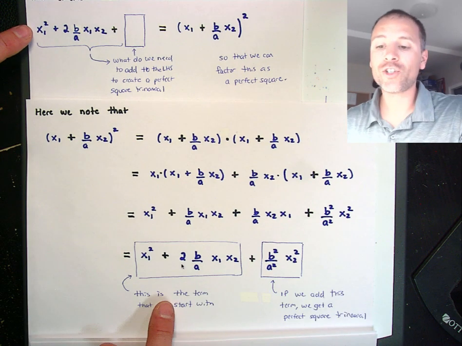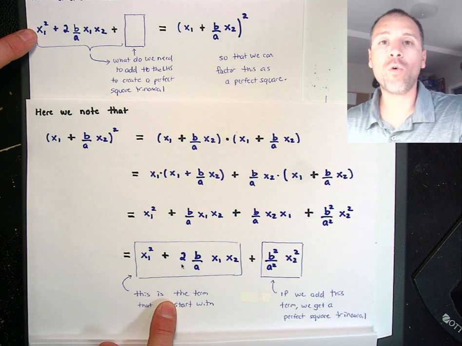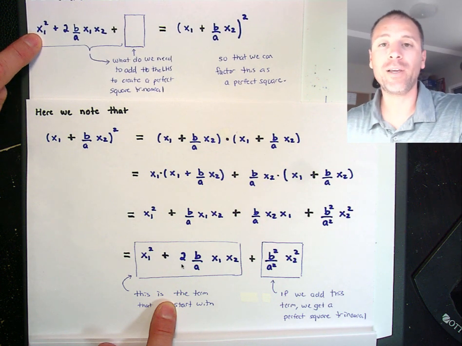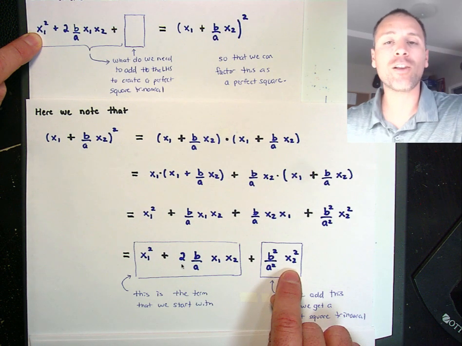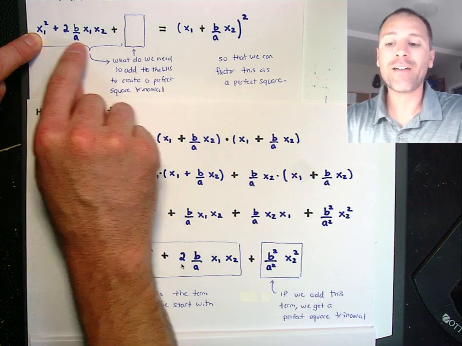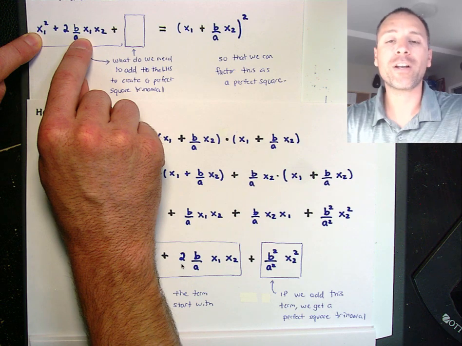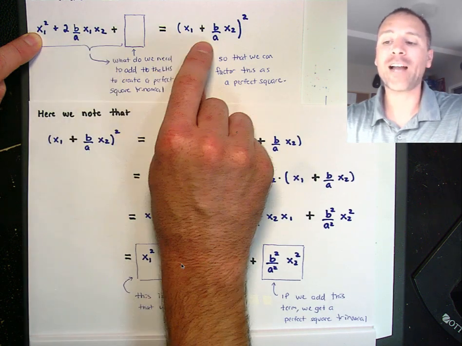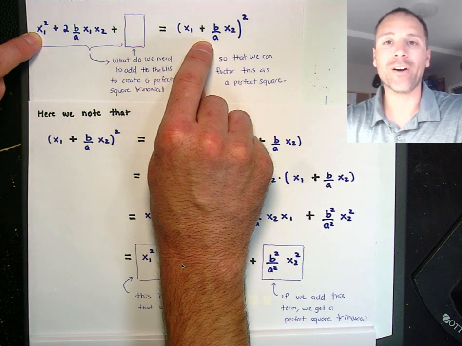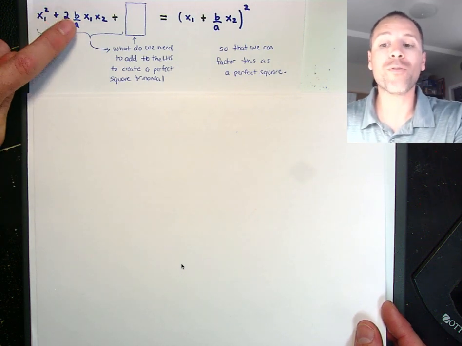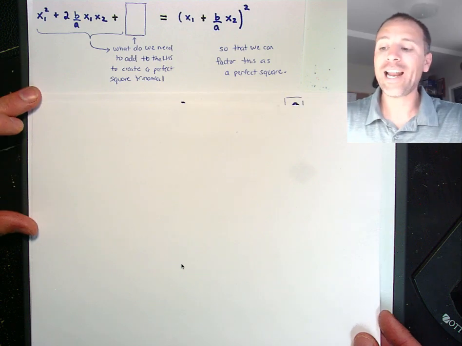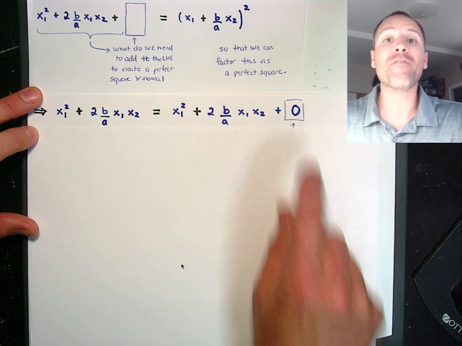But notice this term actually showed up in some form when we were expanding x transpose kx. Here it is up here. And then the claim is if we were to add something that looks like this, the left-hand side would turn into a perfect square trinomial, and we could factor it as this perfect square. This implies that everywhere I see the expression x1 squared plus 2 b over a x1 x2, we could actually add 0, but in a very special form.